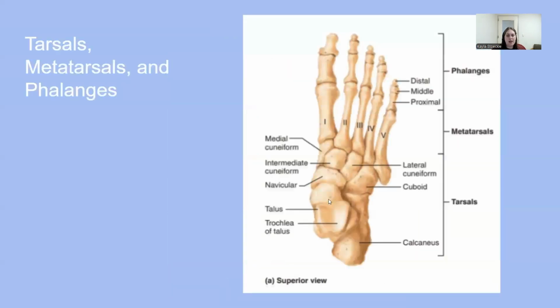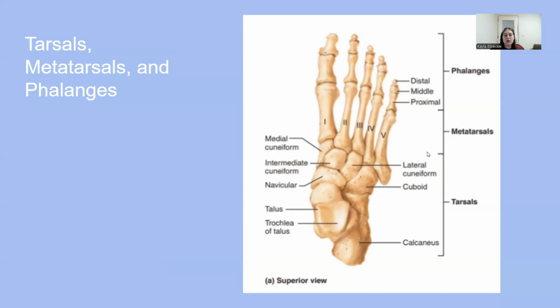And then lastly, we have the tarsals, metatarsals, and phalanges. So your tarsals, you only have 7 tarsals, whereas you have 8 carpals. You have the calcaneus, the talus, the navicular and cuboid bones, and then 3 different cuneiform bones. So you have the medial, intermediate, and lateral cuneiform bones. And so those are your 7 tarsal bones.